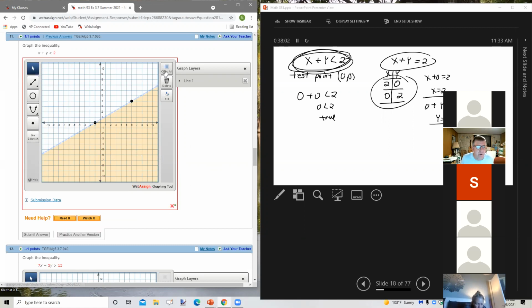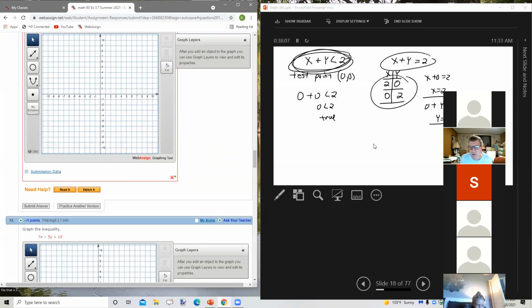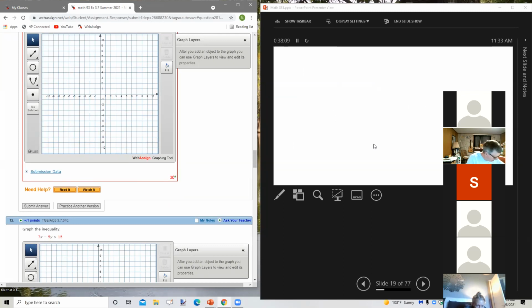Okay, so we're going to go back and look at some more examples. Let's see here. How about this one? Y is less than 3x. Okay, so we're going to graph this linear inequality. We're going to start out by looking at its related equation.